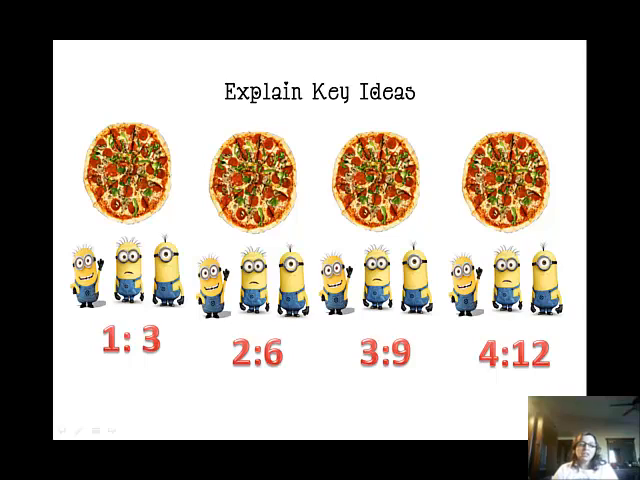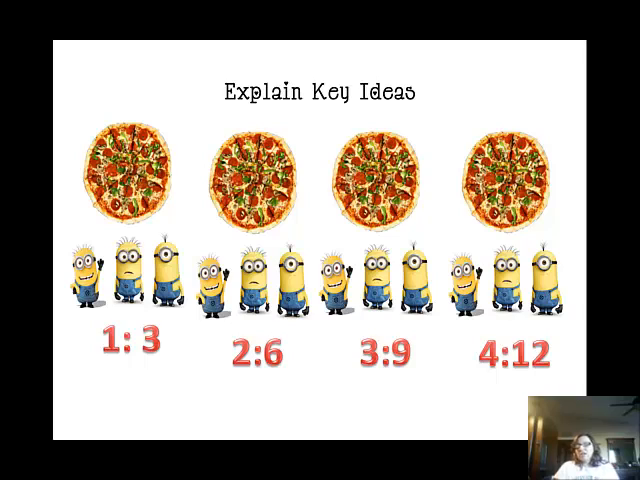See, the more minions you have to feed, the more pizza you're going to need, and the number of minions and the number of pizzas increase proportionally. So do you see the pattern? The number of minions and the number of pizzas grow at a constant rate. So we know for every 3 minions, we're going to need 1 pizza. For 12 minions, we're going to need 4 pizzas, and basically we could go on and on. For 16 minions, we would need 5 pizzas.